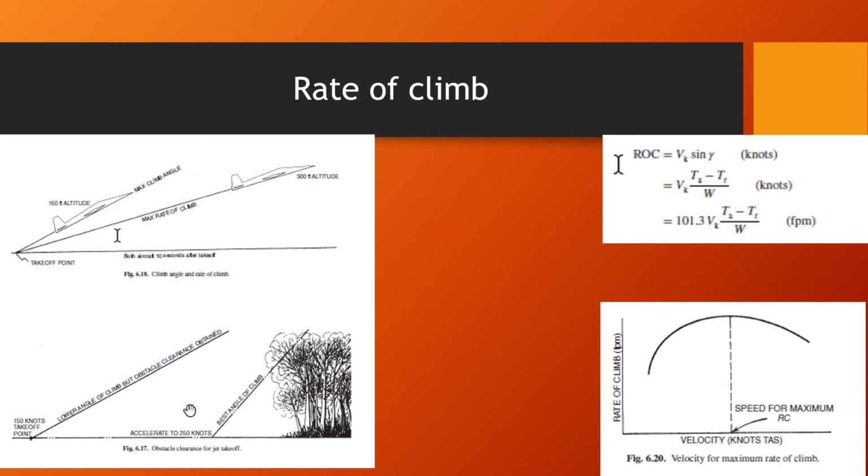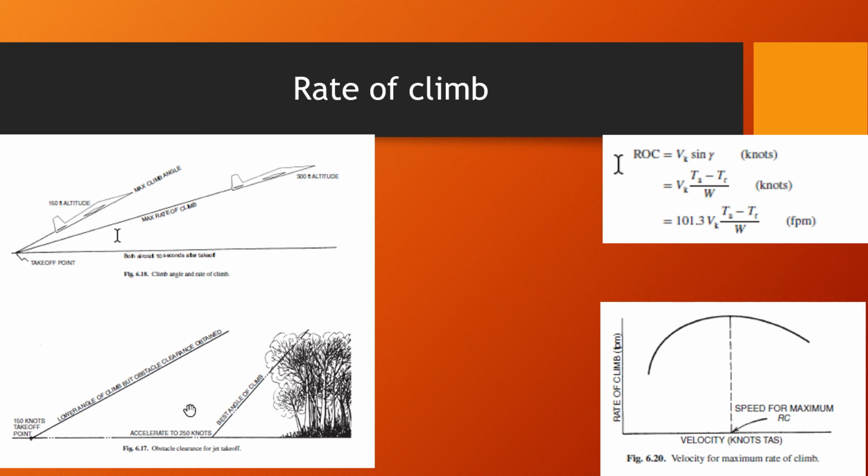You can see there at the bottom that 101.3 is just a conversion factor so we can get from knots to feet per minute. And you'll notice that it's really similar to the angle of climb. You're taking the thrust available, subtracting the thrust required, and dividing by the weight. So again, the best rate, if we solve for that, is going to be at the point where L/D max is. It's going to be that velocity, and that's going to give us the best rate.